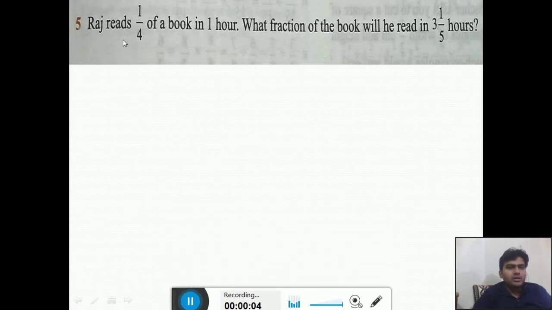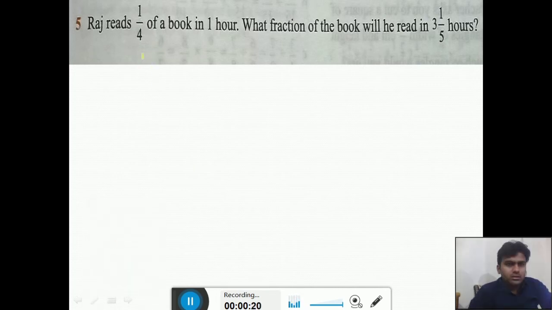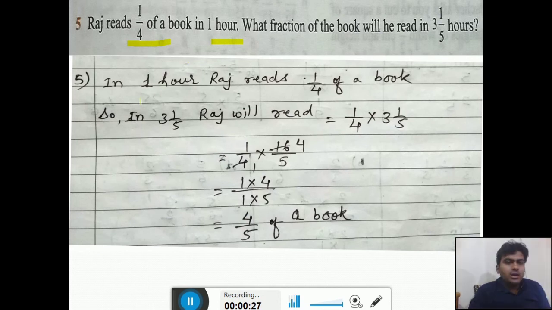Raj reads 1 upon 4 of a book in an hour. Now what fraction of the book will he read in 3 complete 1 upon 5 hours? So what is given to us here? He is reading 1 upon 4 of a book in 1 hour. So in 1 hour, Raj reads how much of the book? 1 upon 4 of a book.